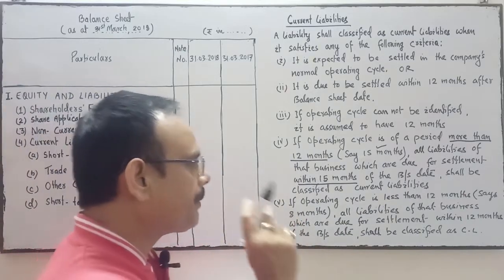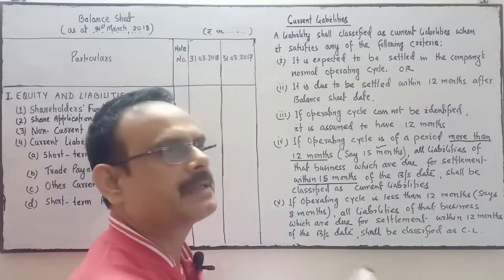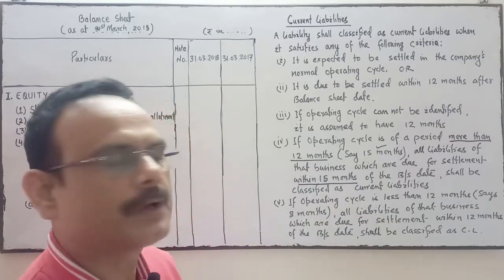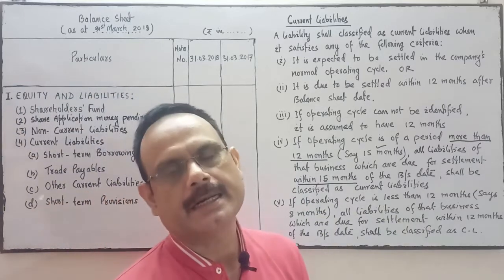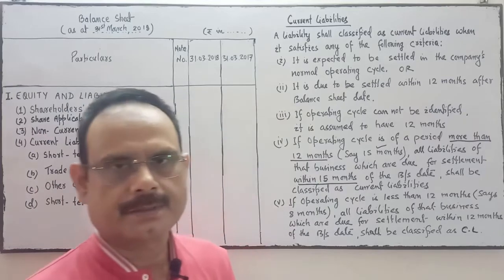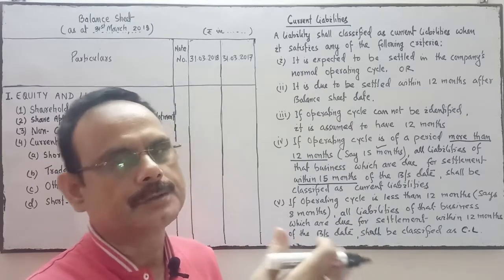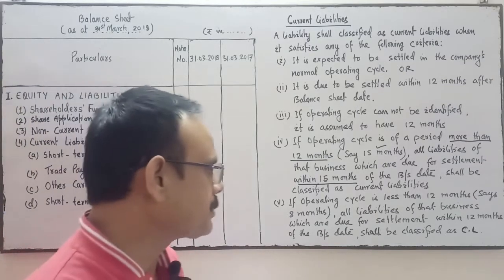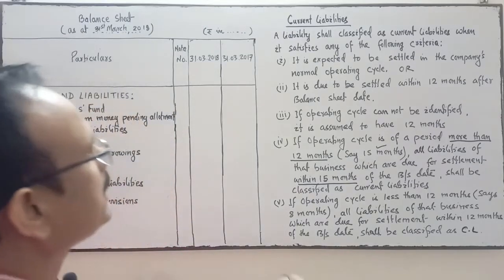Last one, if the operating cycle is less than 12 months, say 8 months, 7 months, 5 months, 6 months, like that, then all liabilities of the business which are due for settlement within 12 months of the balance sheet date shall be classified as current liability. It is also classified as current liability if it is less than 12 months, because then the maximum period will be 12 months. So this is about the current liability.